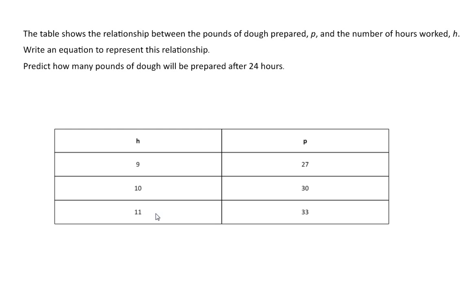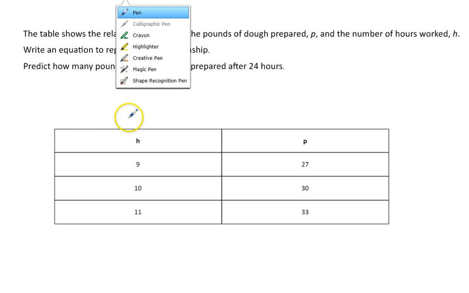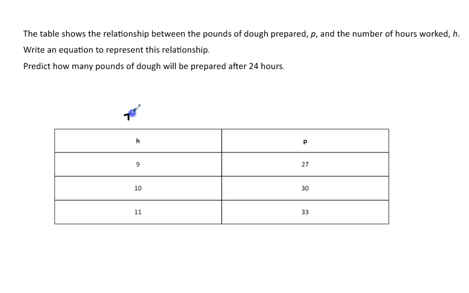So we're going to write an equation to represent this relationship, and then we're going to predict how many pounds of dough will be prepared after 24 hours. So in this table, I know for sure that the independent variable is how many hours, and my dependent variable is how many pounds I'm going to prepare.